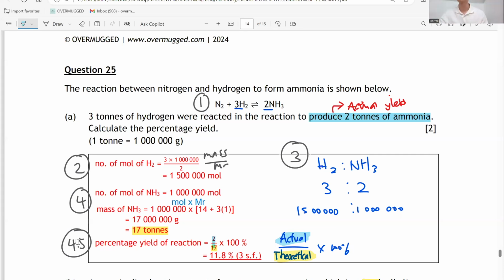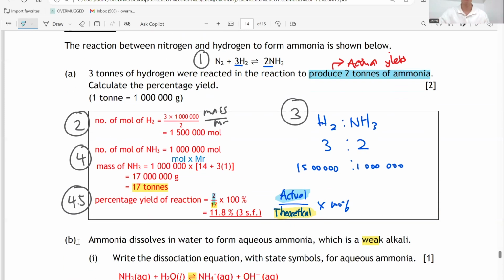But this is probably the single most important because you can directly apply it to your EOY and you will immediately be able to solve questions. Okay? Right? So that's all for part A.